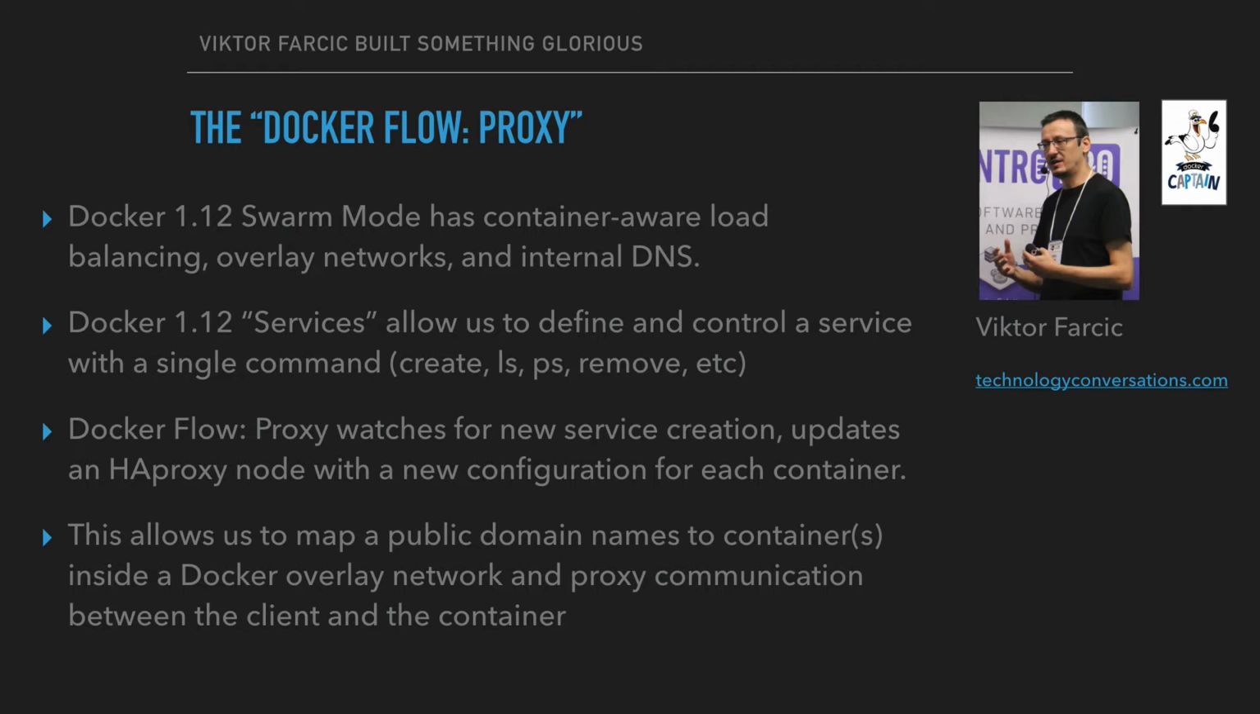But the proxy service watches for a new Docker service creation, and updates an HAProxy node. HAProxy is a popular reverse proxy, with a new configuration for each container. Why is this awesome? It allows us to map a public domain name to a container that is inside a Docker overlay network and proxy communication between the client and the container. So the outside world really never has access to these particular containers, and we're doing it all through proxy. Now, this probably sounds kind of complex, but it's really easy when it works.